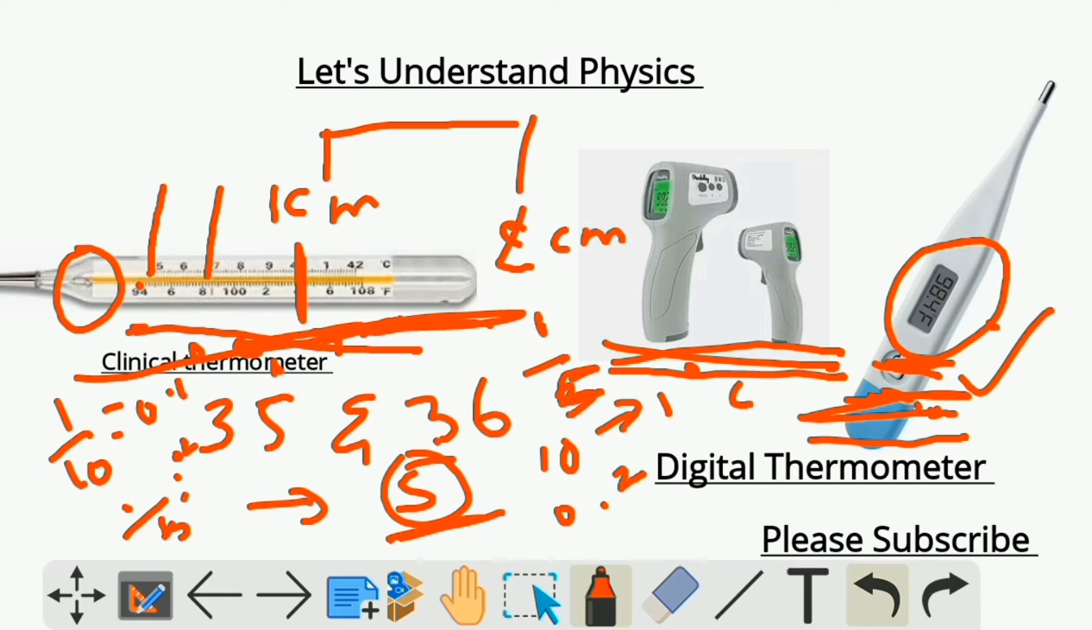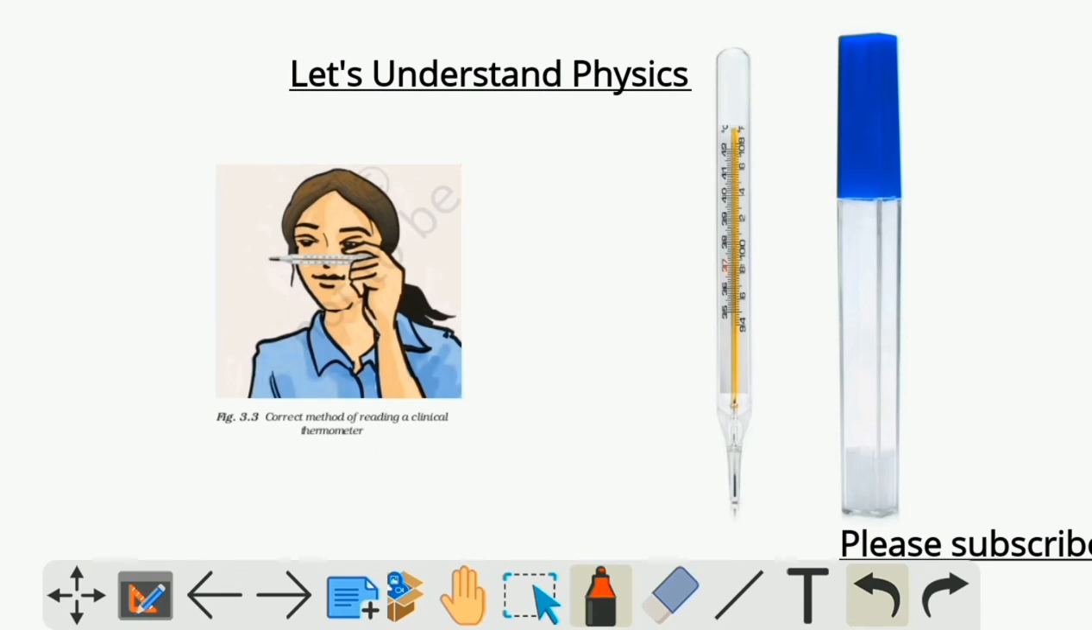Next. Now we have this clinical thermometer. If you observe, 37 is written in red color. That means 37 degrees Celsius is the normal body temperature. Slightly there can be variation. But even if there is fever, the body temperature cannot go beyond 42 degrees. In the same way, it cannot come down below 35 degrees Celsius. That's why the range is fixed for the human body temperature.